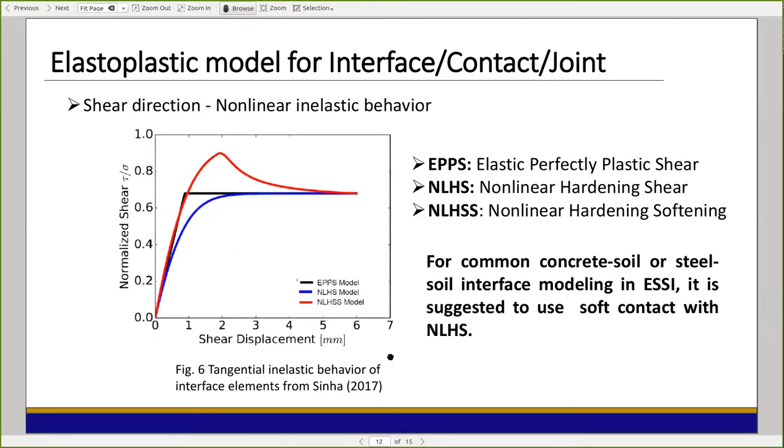Other than the normal direction behavior, we also need to have a shear direction behavior. For the shear direction, we have three different types of nonlinear inelastic behavior. As you can see here, we can have either an elastic perfectly plastic shear behavior as shown in the black line, or the blue line, the nonlinear hardening shear behavior, and also the red line, which is the nonlinear hardening softening behavior. From our experience with common concrete to soil or steel to soil interface modeling in earthquake soil structure interaction, we find the soft contact with nonlinear hardening shear behavior works really well.